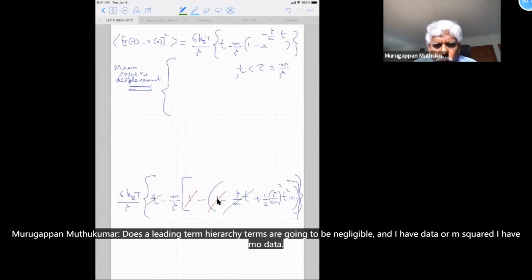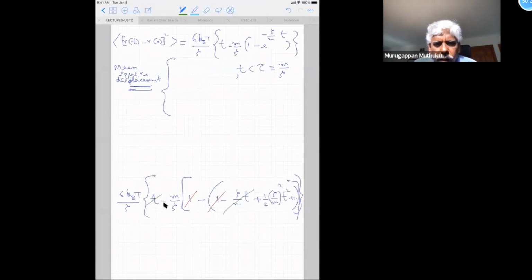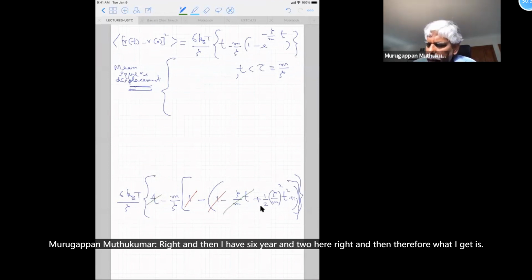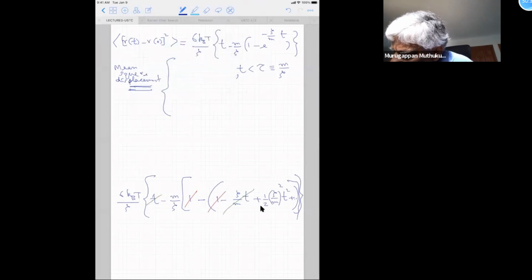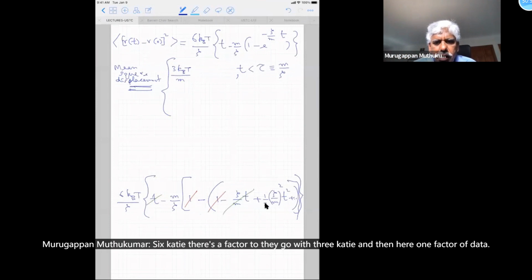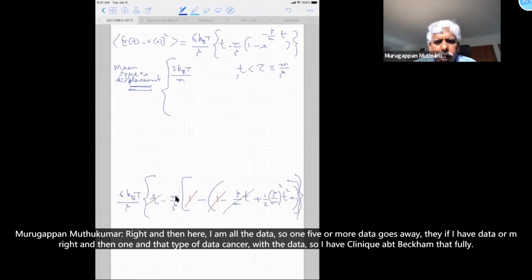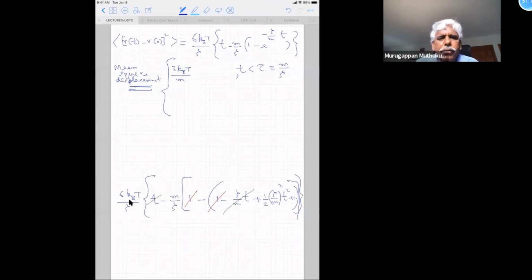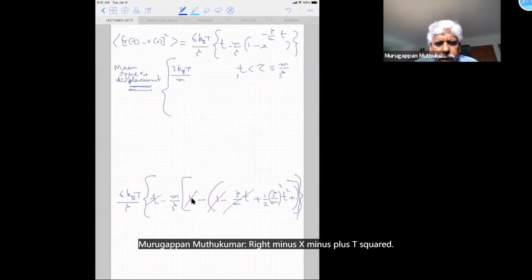And I have zeta over m squared. I have m over zeta, right? So that one factor will go away. Then I have a plus sign here, a negative sign here, another negative sign here, so we'll get plus. And then I have 6 here and 2 here, and therefore what I get is 3 kBT over m. Look at this, 6 kT, there's a factor of 2, they go away, 3 kT. And then here, one factor of zeta, and then here I have m over zeta. So one factor m over zeta goes away, therefore I have zeta over m, and that factor of zeta cancels with the zeta, so I have 3 kBT by m. That's what I have. And then I have t squared, minus times minus, plus t squared.